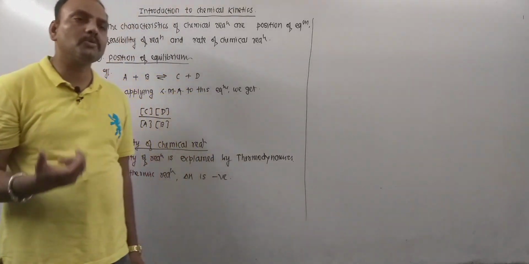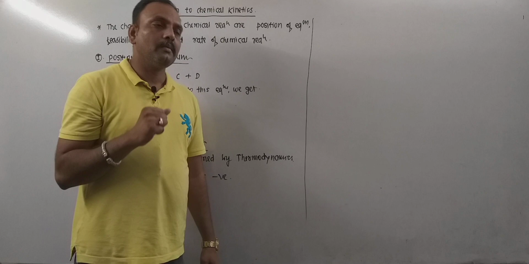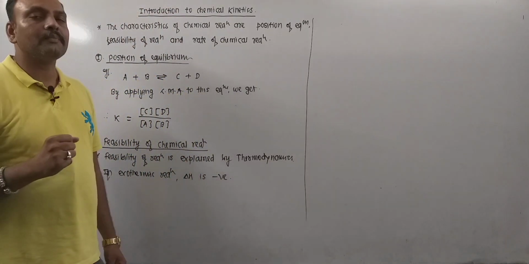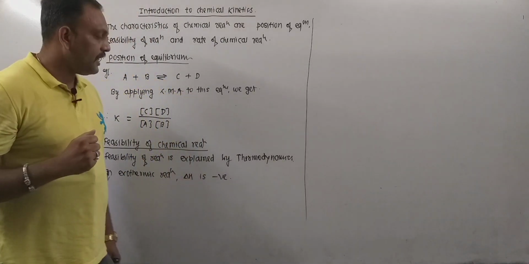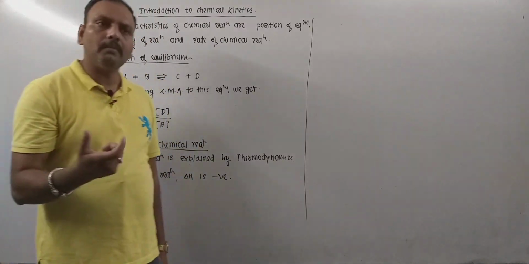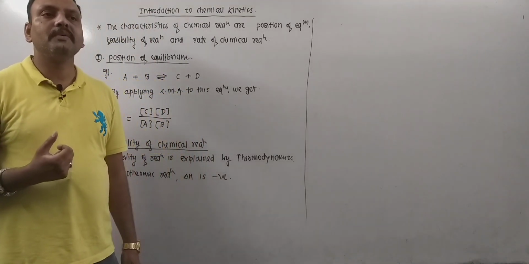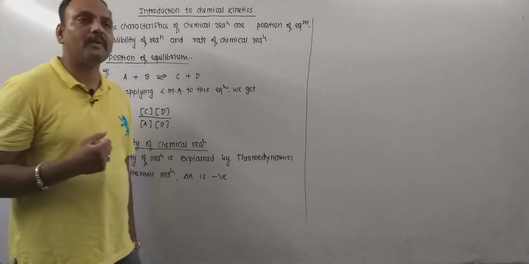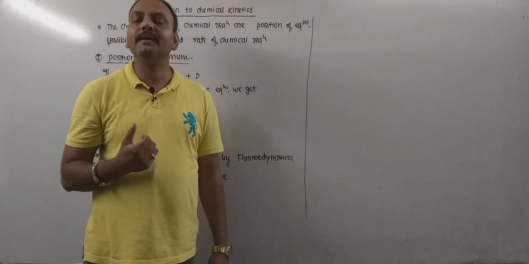No doubt most of the exothermic reactions are feasible, I mean spontaneous, but only exothermicity is not a criterion to explain the feasibility. Why? Because a number of endothermic reactions are also reported which are spontaneous. For example, fusion of ice. Fusion of ice is spontaneous and happens to be endothermic.